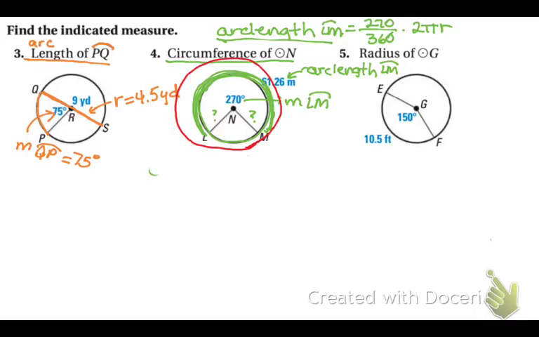Okay, number 5. Now we're looking for the radius of G. Remember, a radius is the line from the center to the outside of the circle. So we could pick either EG or GF. It doesn't matter, they're both going to be the same. So let's just use EG. We're going to find the length of EG, which is the radius. Just like the last problem, we're given information about an arc, its length, and its measure. So we're going to need to use our arc length formula to calculate for r.